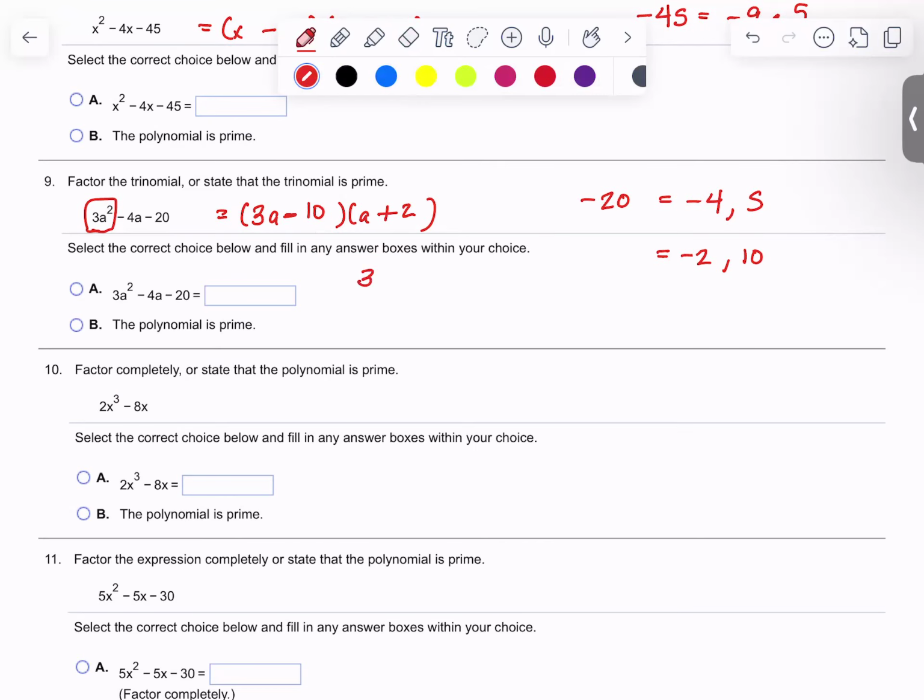3a times a is 3a squared. Outside's +6a. Inside's -10a, minus 20, and that will work. So that is the factorization of that.